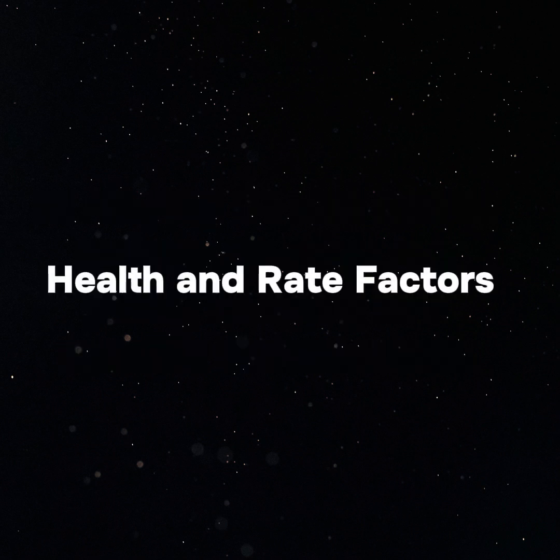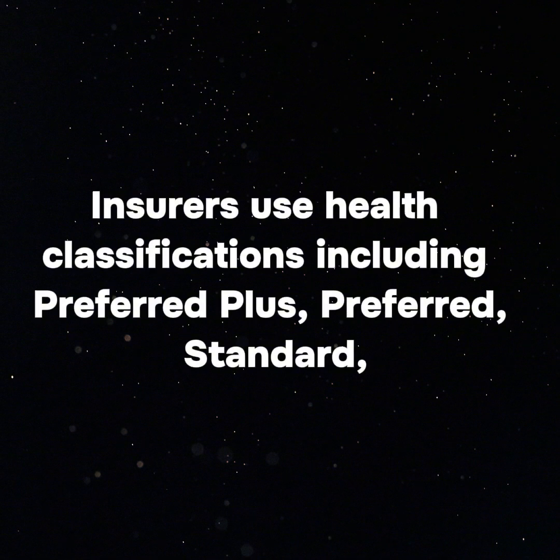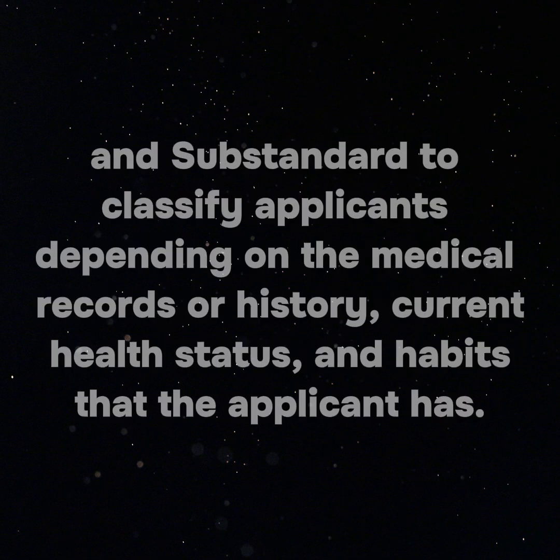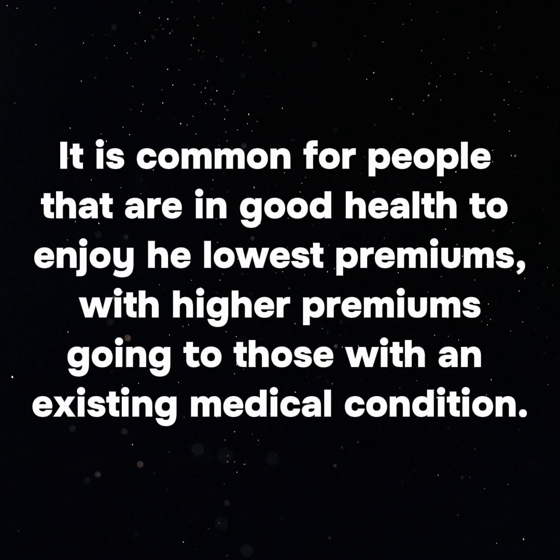Health and rate factors. A senior life insurance rate chart illustrates an example of how health status influences the pricing of the policies. Insurers use health classifications including Preferred Plus, Preferred, Standard, and Substandard to classify applicants depending on the medical records or history, current health status, and habits that the applicant has. It is common for people that are in good health to enjoy the lowest premiums, with higher premiums going to those with an existing medical condition.